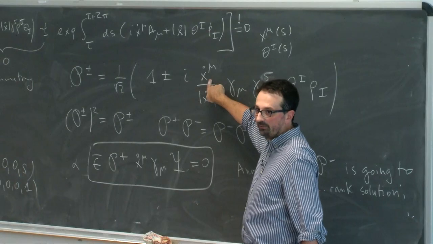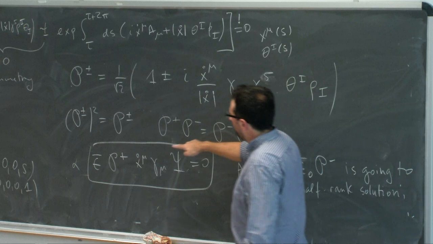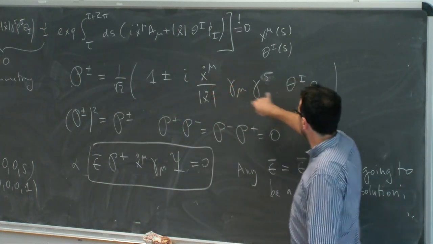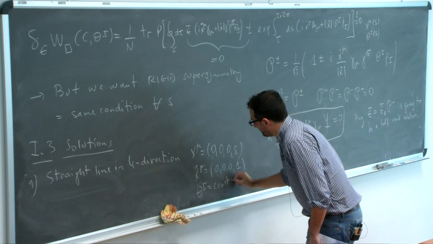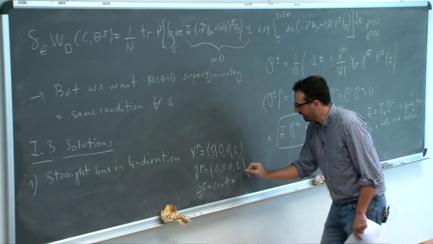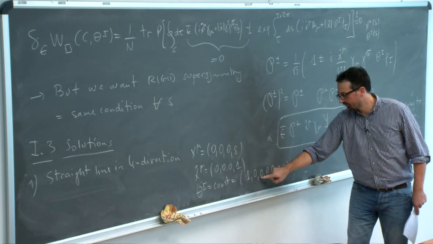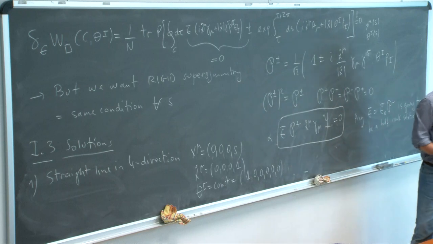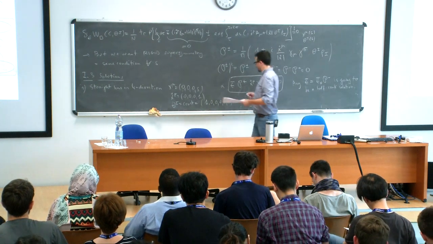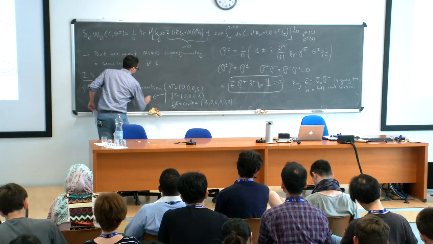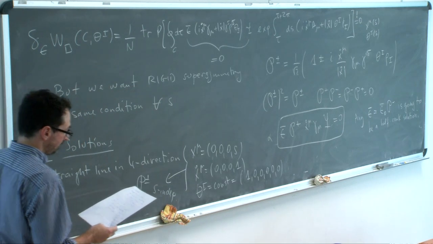Sorry, when I said that this depends on the loop, I also meant to say that theta I depends on the loop in general. Theta I depends on s. To get rid of this problem, let's take theta I equal to a constant. And just by R symmetry, I can take this constant vector to be 1, 0, 0, 0, 0, 0. So when I do that, P plus and minus become s independent.